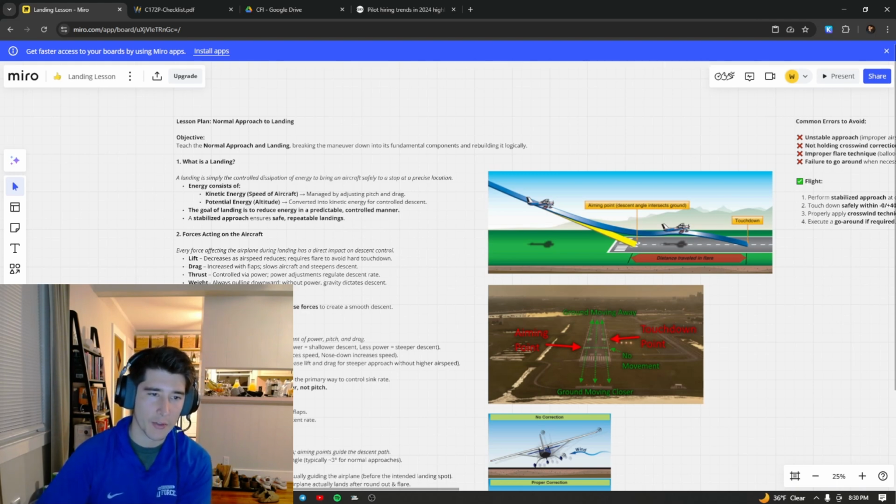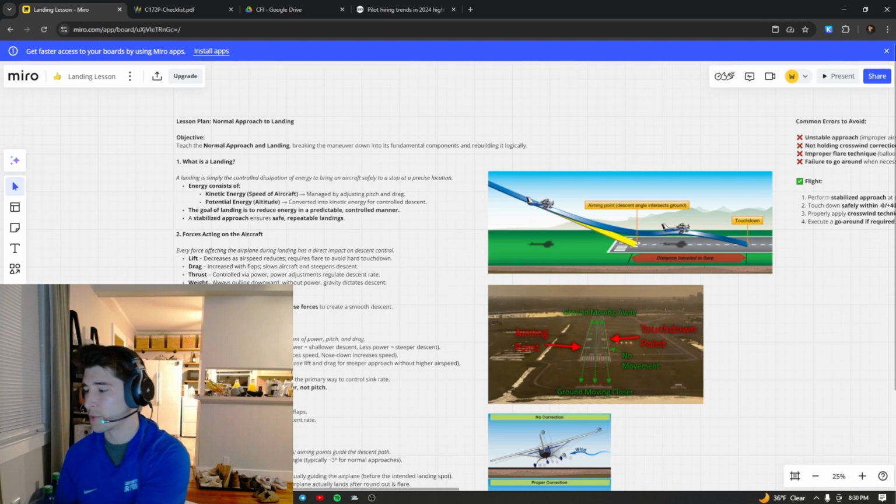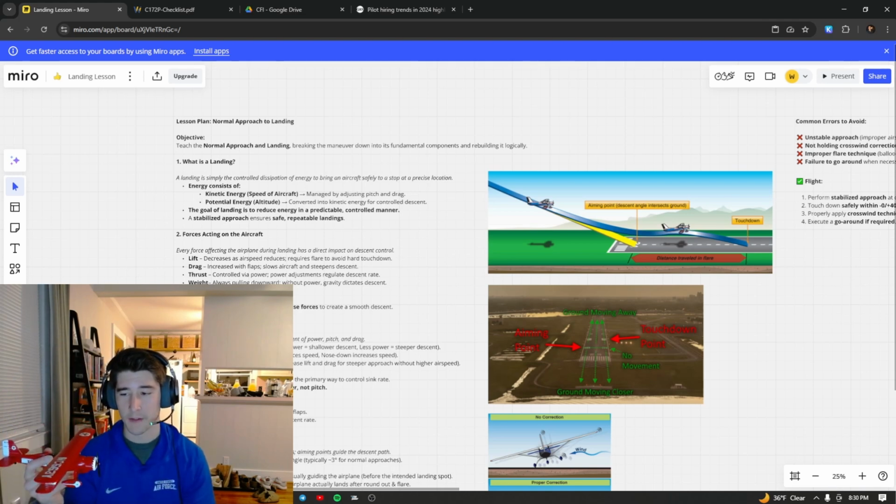So our pilot controls the descent through management of power, pitch, and drag. The power will control our descent rate. So more power equals a shallower descent. Less power will be a steeper descent. And our pitch, raising the nose, will slow us down. Lowering the nose will speed us up. And then we can use flaps to modify the descent steepness. So we can come in a little shallower because we can fly at a slower speed with more drag without having to go high speed, it says here.